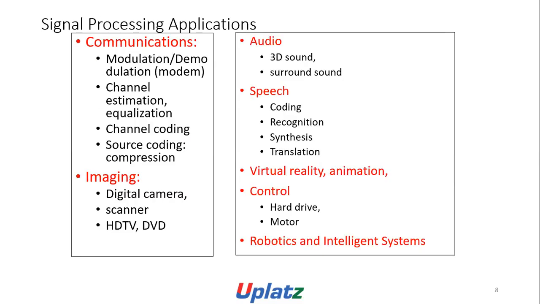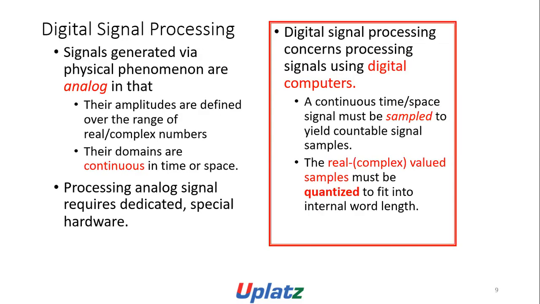Signal processing applications: communication, modulation, demodulation, modem, channel estimation, equalization, channel coding, source coding, compression; imaging, digital cameras, scanner, HDTV, DVD; audio, 3D sound, surround sound; speech coding, recognition, synthesis, translation; virtual reality, animation; control, hardware, drive, motor, robotic and intelligent systems. Digital signal processing.